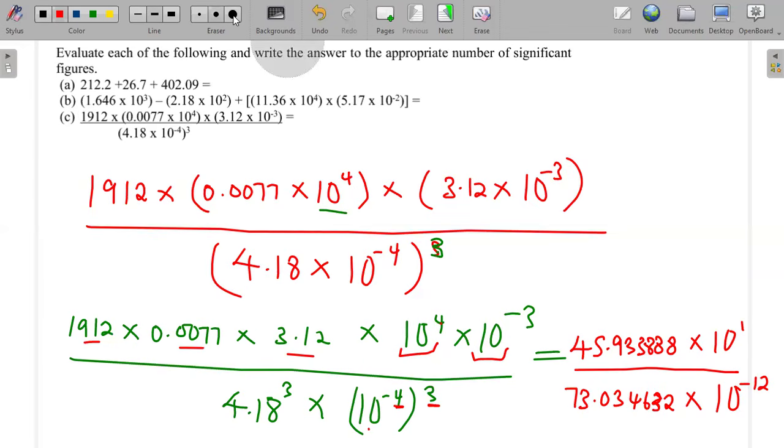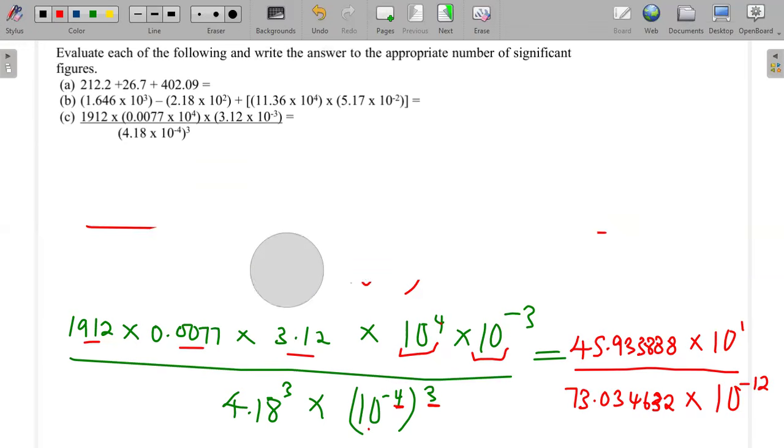Now I'm just going to express this in the correct number of significant figures. When I look at the top part here, I'm multiplying, so the answer should have the same number of significant figures as the number that had the least number of significant figures. If I multiply this, this one here has 4 significant figures. This one here has how many significant figures? Anyone? How many significant figures are here?